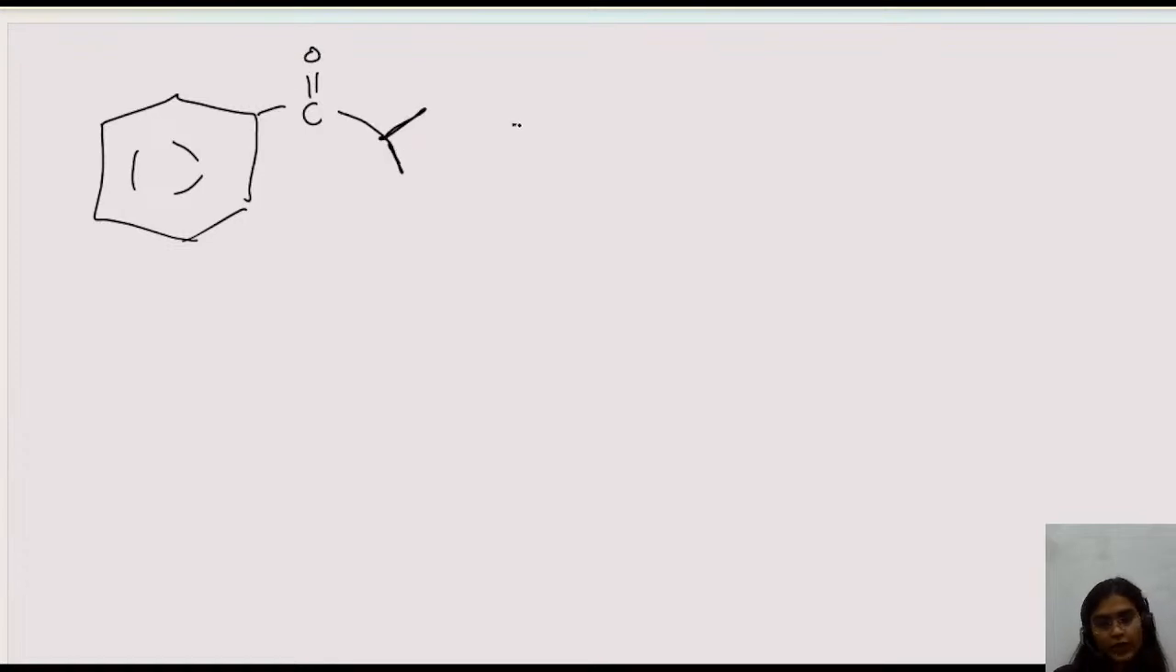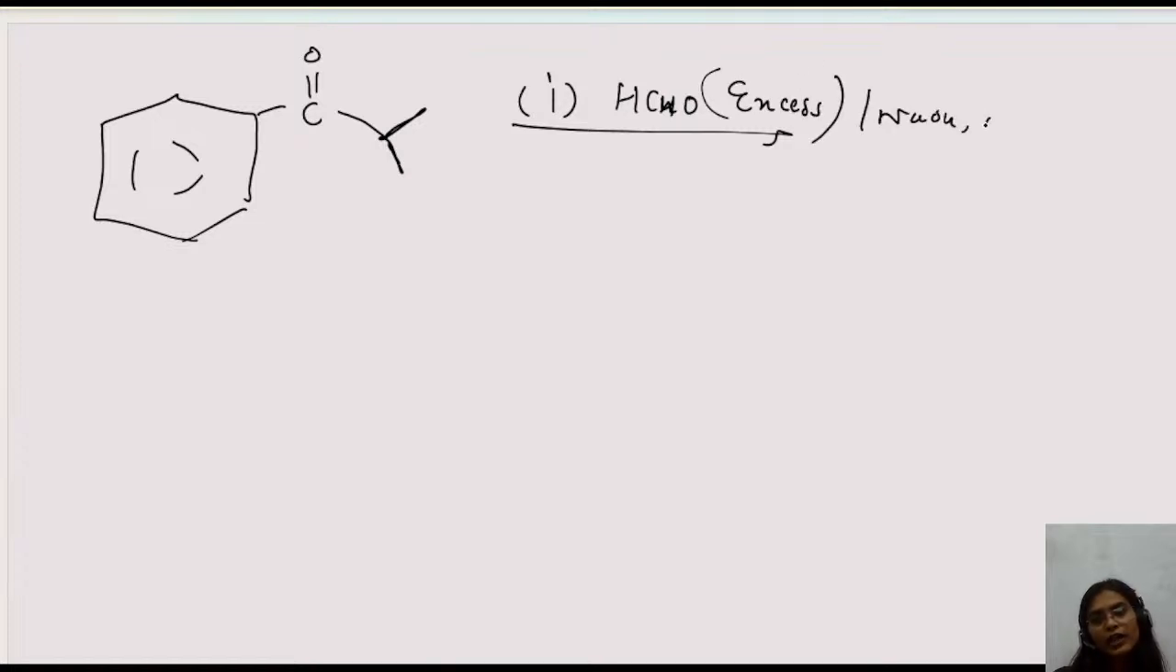In step number one, we are using formaldehyde, and then excess of this we are using. This is the excess there, and then NaOH and then heat. Just let me know the name of the reaction if you know. And the second step, this is HCHO and H positive in a catalytic amount.